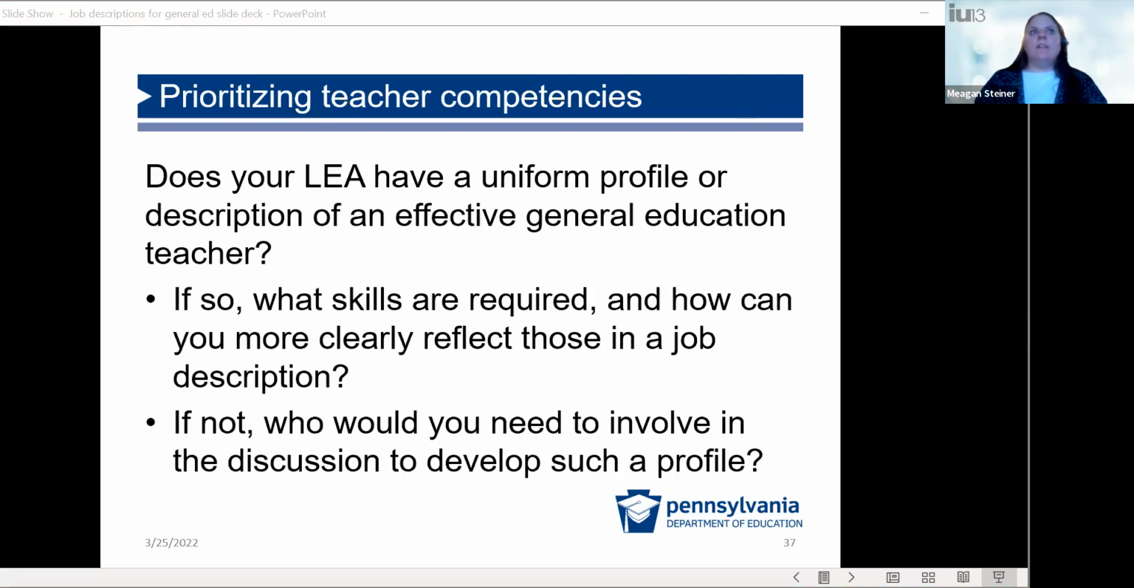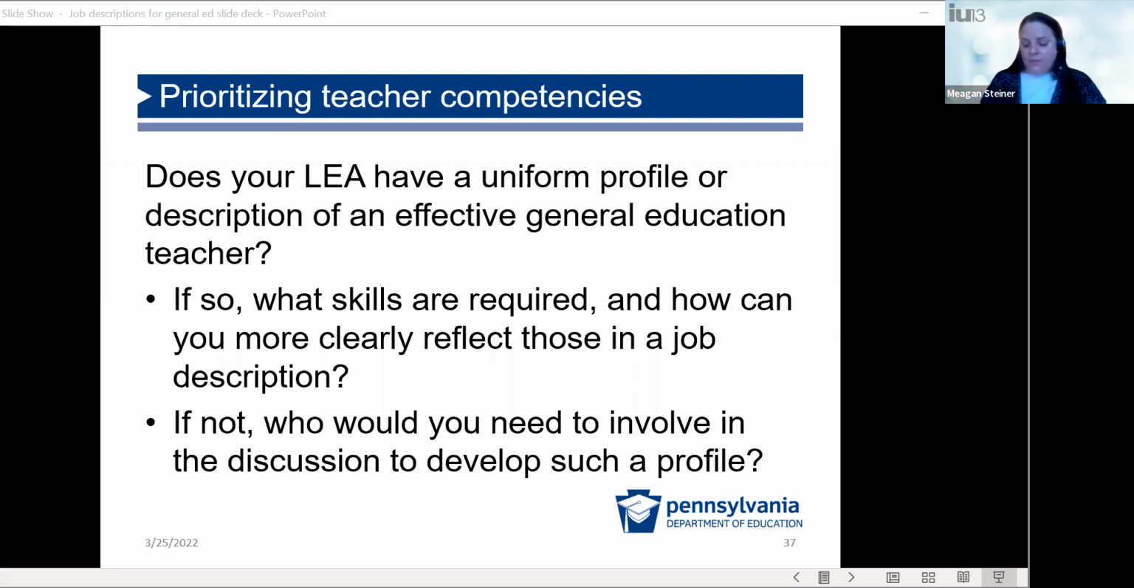Another thing, and I'll save this for the planning time, but there's also some questions just below it at the bottom of page 3. Someone had mentioned a profile of an effective teacher. Some LEAs have this and everyone knows what it is. Some LEAs have this, but not everyone knows what it is. And some don't necessarily have this. So these are just some questions to consider.